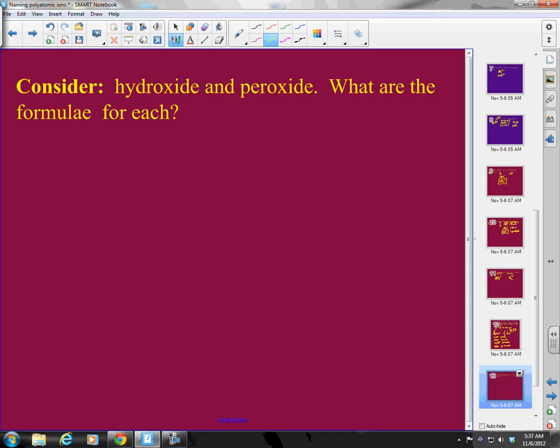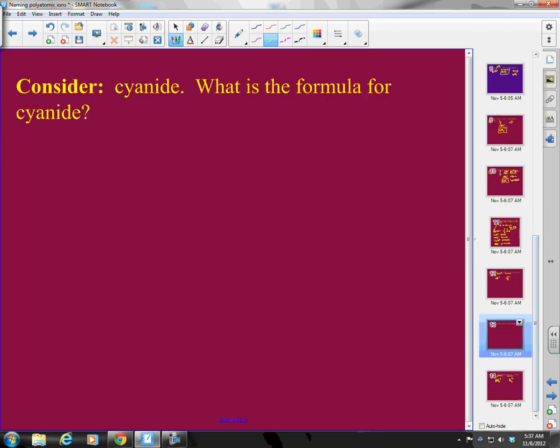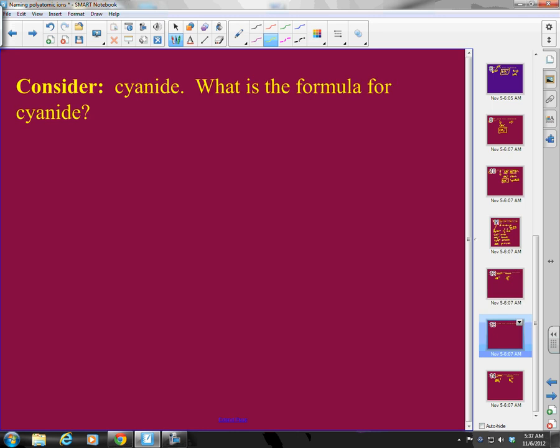Next. Hydroxide and peroxide. Okay, here's a couple more things that can include oxygen. The oxides. Hydroxide is OH minus, and it's extremely important. And peroxide is O2 2 minus. You guys have that? There's my peroxide. And then we have cyanide. Cyanide is CN minus. All right, folks. You just have to memorize these. Those are the ones I want you to know. So that would be all for today.